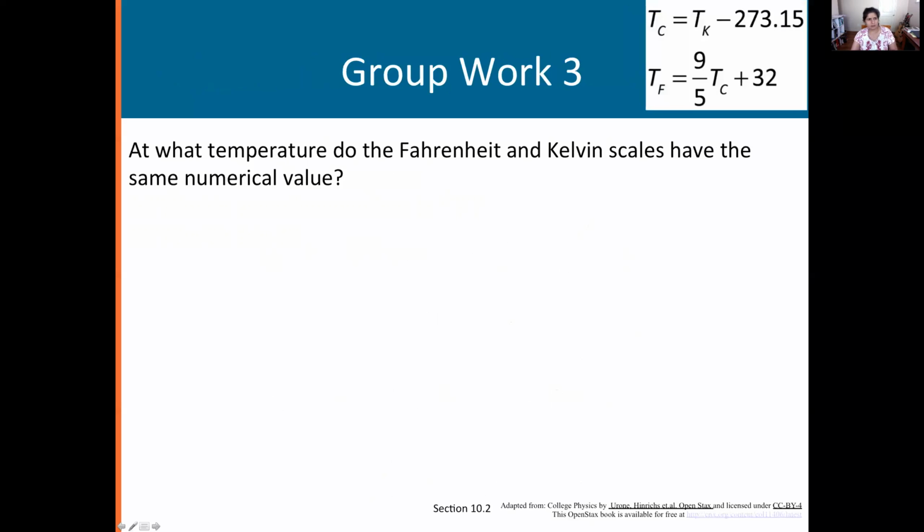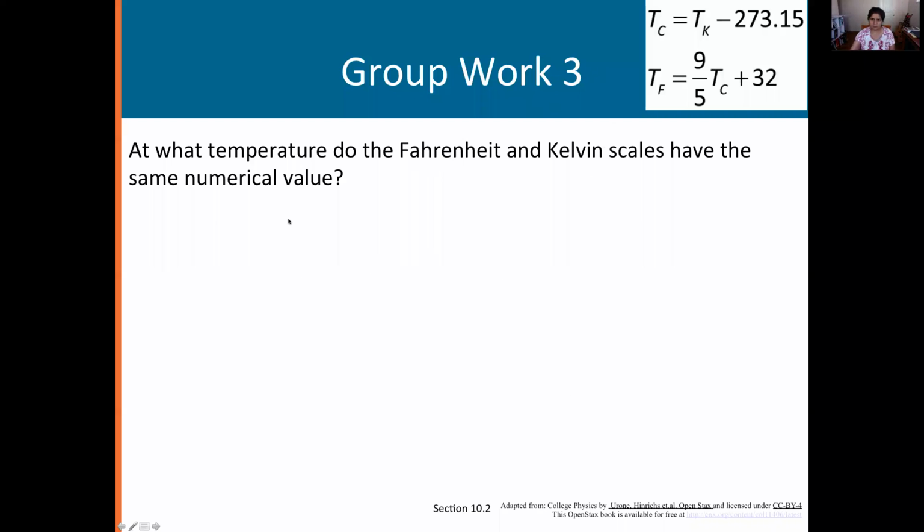Another problem, at what temperature do the Fahrenheit and Kelvin scales have the same numerical value? Okay, so this is just slightly more difficult. You want the Fahrenheit value, which is this, to be the same numerically as the Kelvin value, which is this. So you're going to substitute in just T for TK and T for Fahrenheit here. And instead of TC, put in this entire expression, yeah, as T minus 273.15.